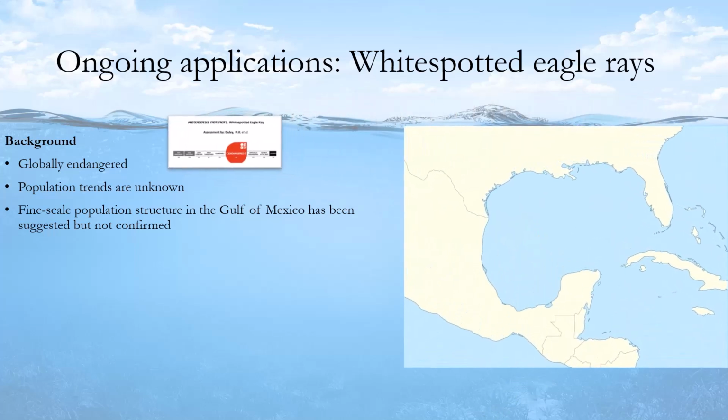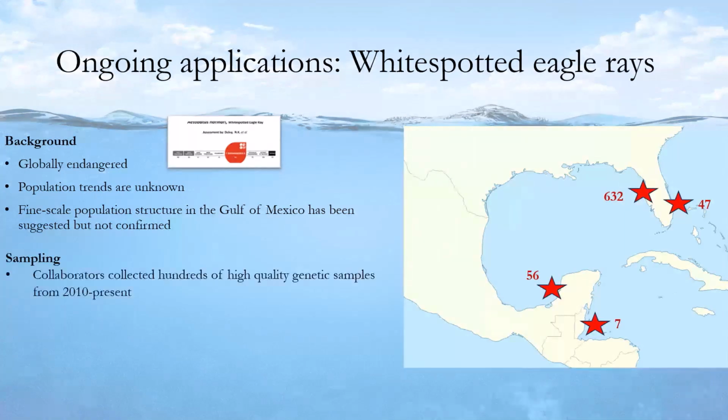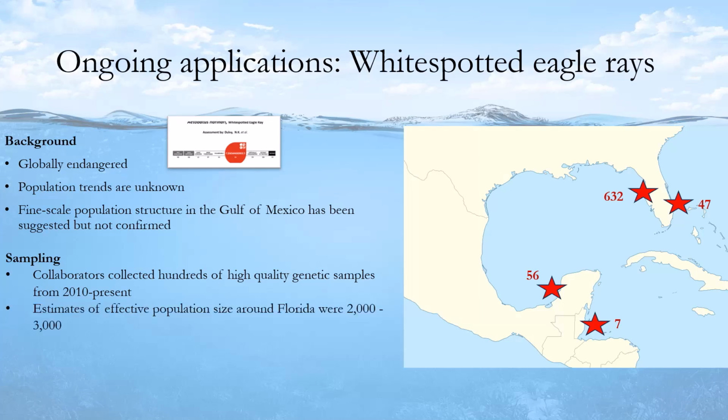We are fortunate to have a number of wonderful collaborators who have collected hundreds of high-quality genetic samples from 2010 to present. The fine-scale population structure that has been suggested in the Gulf of Mexico separates eagle rays into two populations, one that is around Florida and the other that is over near Mexico. And so we have much greater sample sizes. These stars correspond to the locations we have samples from, and the numbers are the sample sizes. We have much greater sample sizes around Florida because that is the group that we plan to apply CKMR to.